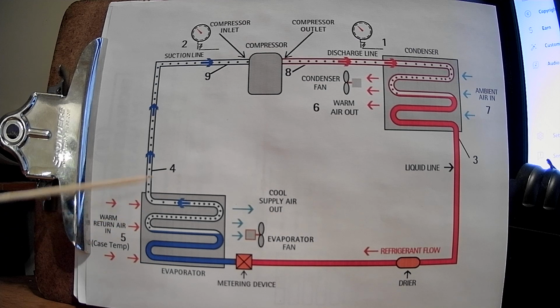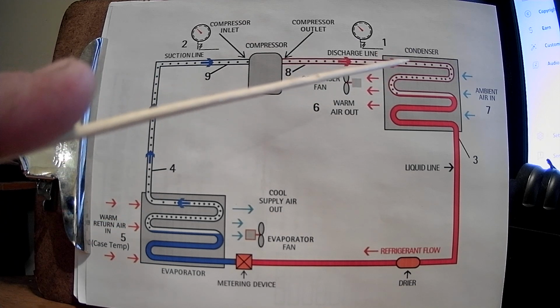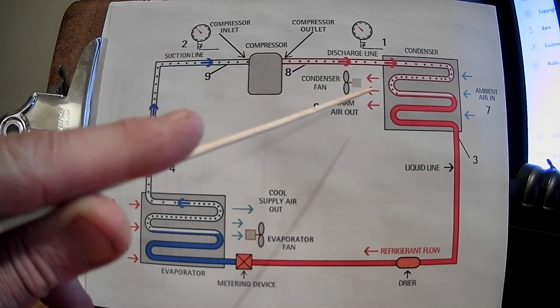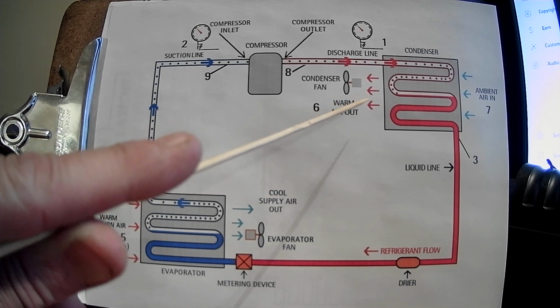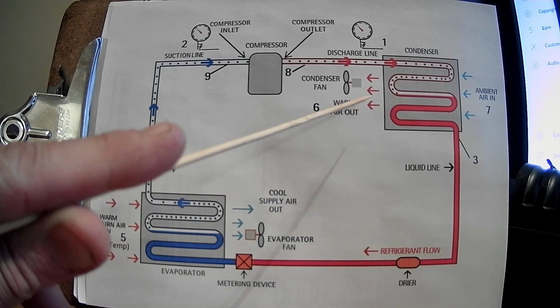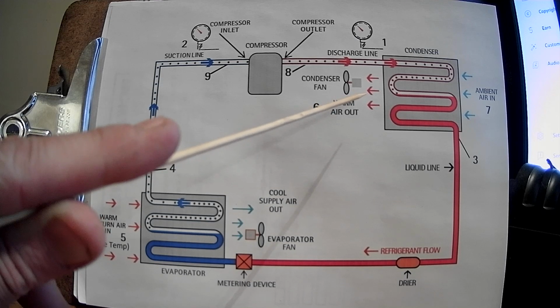Next, we have our condenser temperature out, which is the air being blown out of the condenser. Wherever the condenser unit is, the air coming out of it. It's going to be the hottest air around.